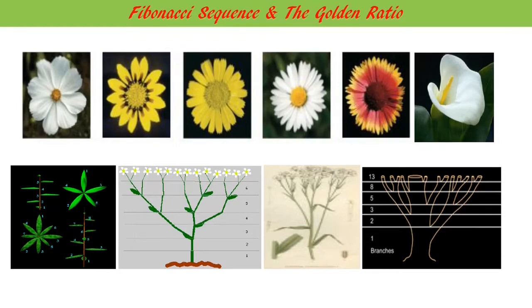For example, we see this one here. I've got 1, 2, 3, 4, 5, 6, 7, 8. This one here, 1, 2, 3, 4, 5, 6, 7, 8, 9, 10, 11, 12, 13. I'm not going to keep counting for the rest, but even down to here, that has one petal. All of those flowers have petals that are in the Fibonacci sequence.